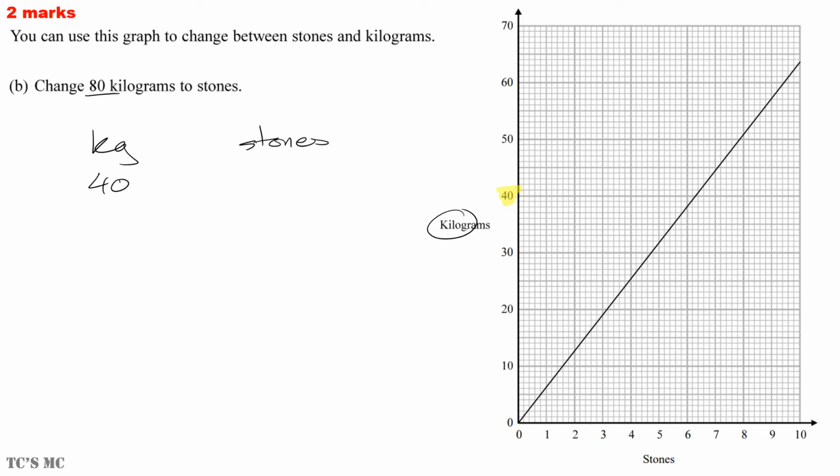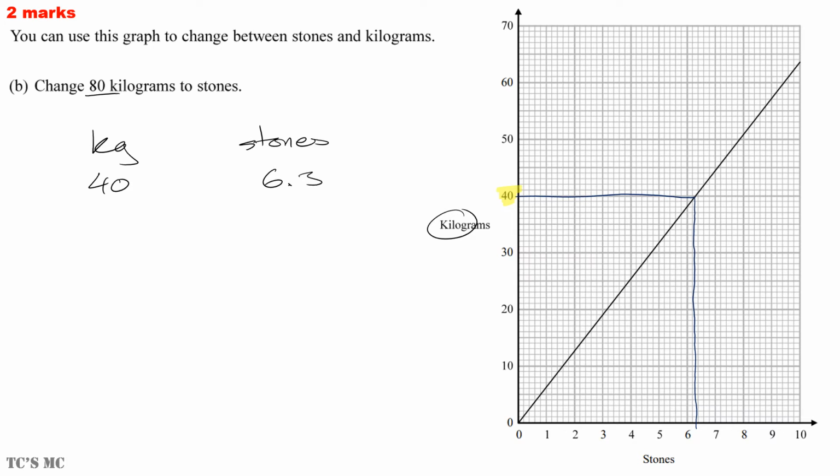I can use the graph to work out how many stones 40 kilograms is equal to. So get out your ruler, draw a cross from 40, and then very, very accurately go down. Each little box on the x-axis is 0.2. Mine is between 6.2 and 6.4, so it must be 6.3.